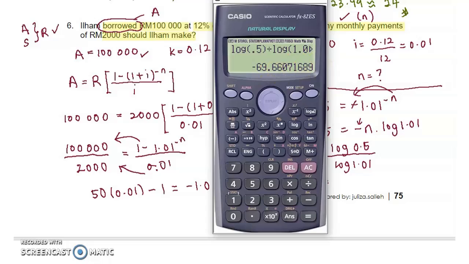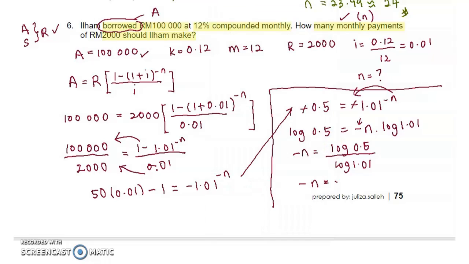Okay, so round off to the nearest whole number. Since N is how many monthly payments, it should be discrete. So here we get negative 69.66. Round off to the nearest whole number, negative 70. So this is negative N. We want N only, so the negative later becomes positive. So N equal to 70.